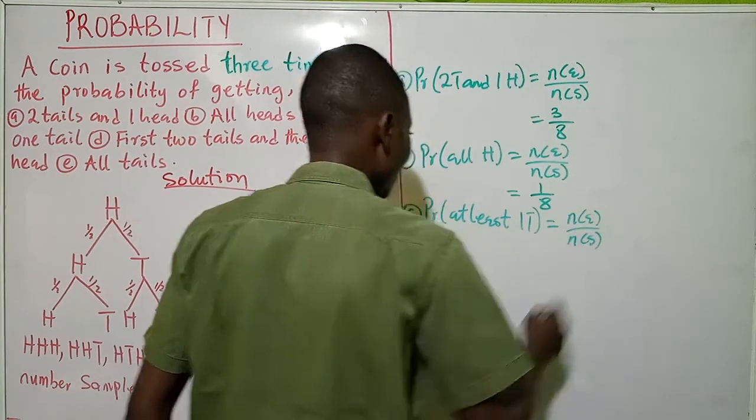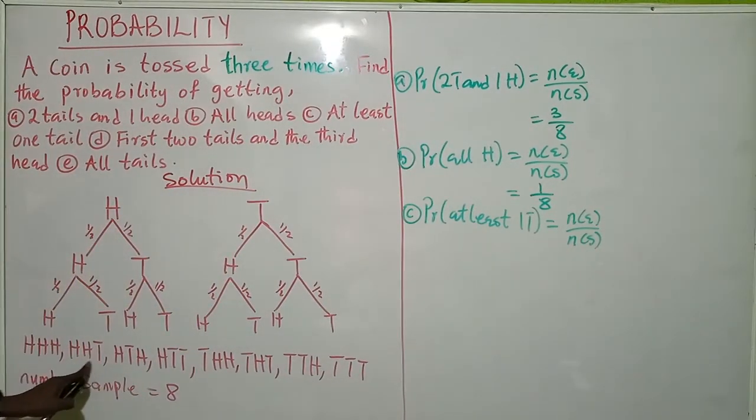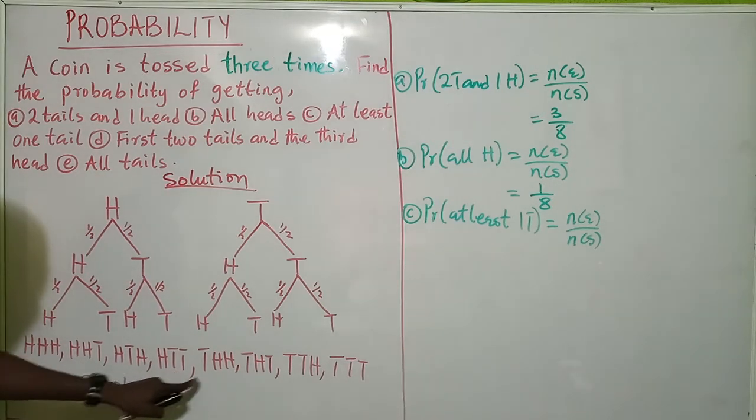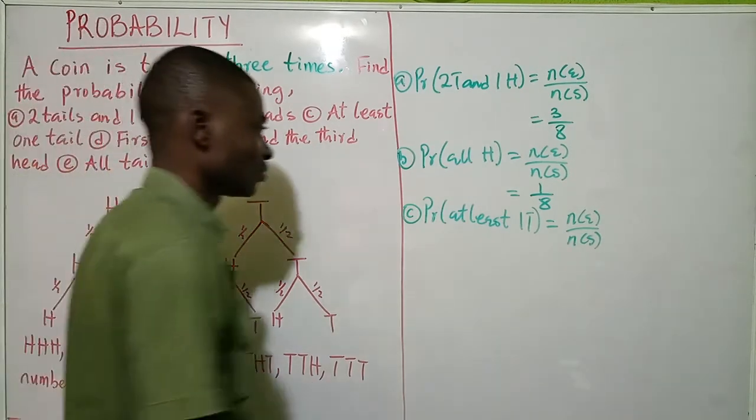Now let's go back to this again. Start from the beginning. At least there must be 1 tail. We have 1 tail here. 1, 2, at least 1 tail. 3, 4, 5, 6, 7.